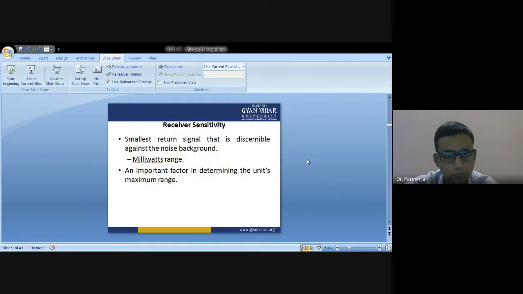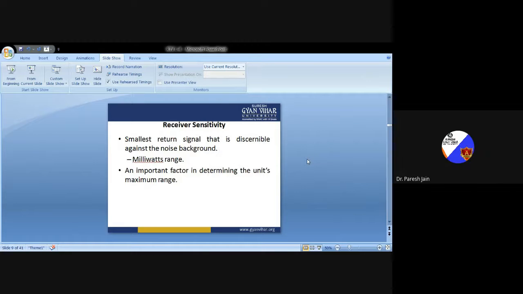The next factor that affects the receiver performance is the receiver sensitivity. If our receiver has good sensitivity, then it is able to detect lower signals. It is the smallest return signal that is discernible against the noise background, that is in the milliwatt range, and an important factor in determining the unit's maximum range.